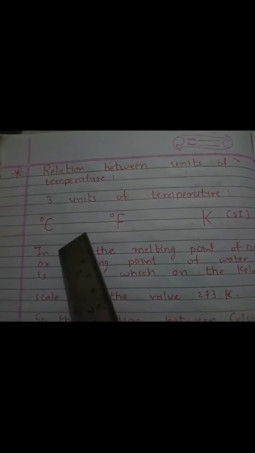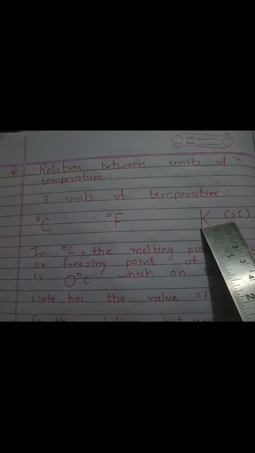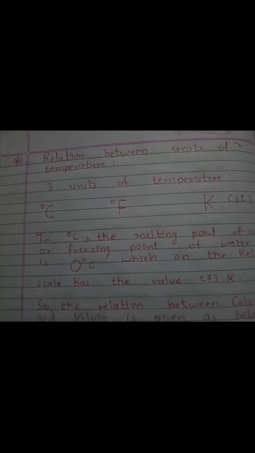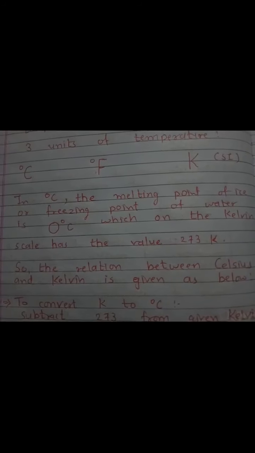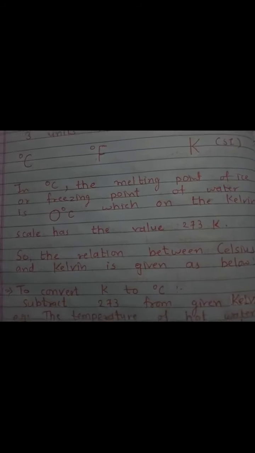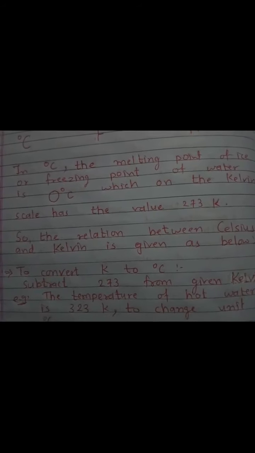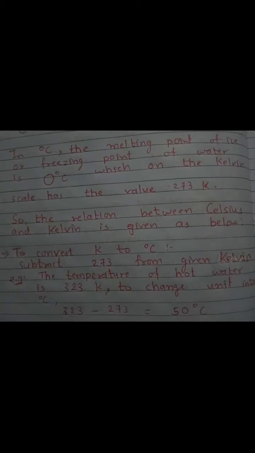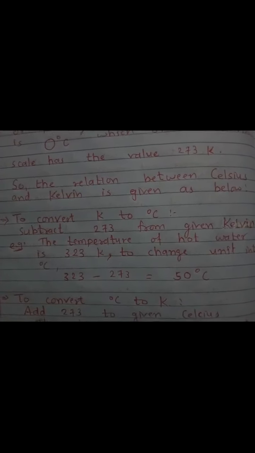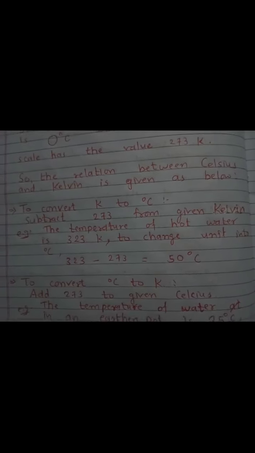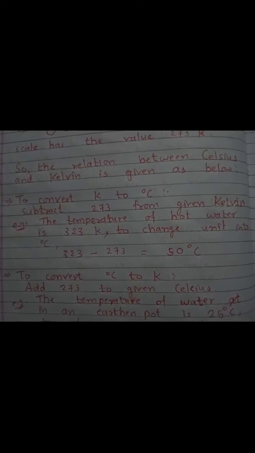Now we will learn the relation between units of temperature. Here we are going to study the relation between Celsius and Kelvin. In degree Celsius, the melting point of ice or freezing point of water is 0 degrees Celsius, which on the Kelvin scale has the value 273 Kelvin. So the relation between Celsius and Kelvin is given as below. To convert Kelvin to degree Celsius, what should we do? We have to subtract 273 from the given Kelvin.